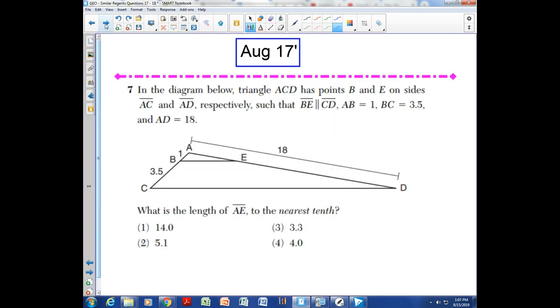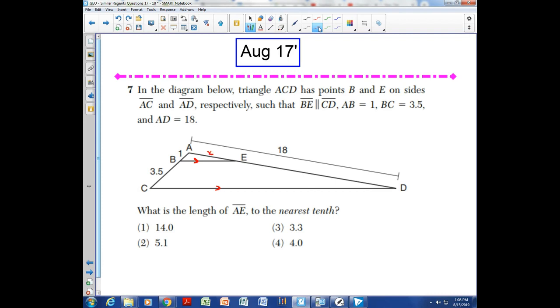August 17, question number 7. In the diagram below, triangle ACD has points B and E on sides AC and AD respectively, such that BE is parallel to CD. So they put everything else in the picture, but they didn't put the parallel. I was going to put a little arrow here, a little arrow there. AB is equal to 1, BC is equal to 3.5, and AD is equal to 18. What is the length of AE to the nearest 10? Right? They want this little part here. Again, I'll put a little x there.